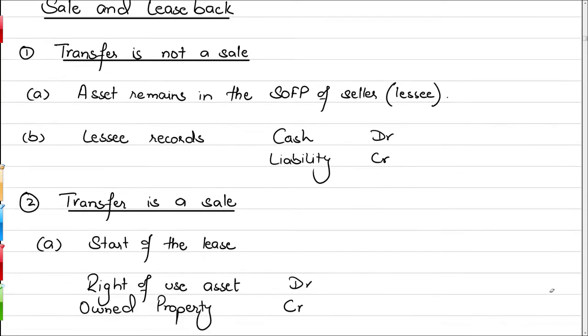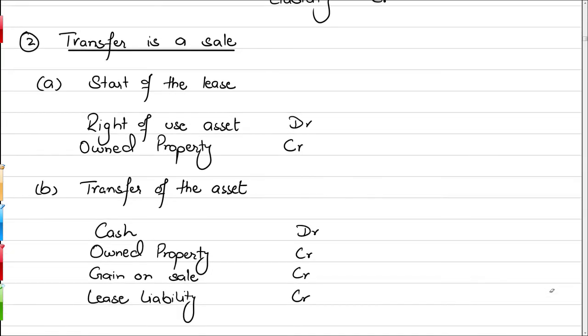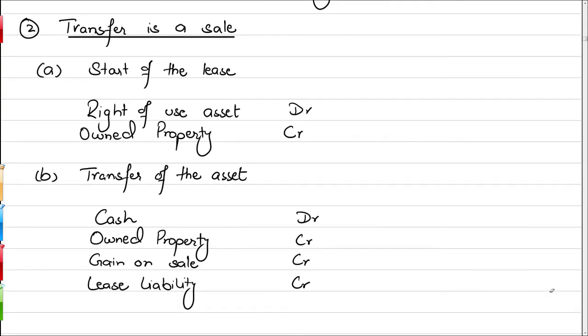But if the transfer of the asset qualifies as a sale according to the rules of IFRS 15 revenue from contracts with customers, then you need to see what part of the asset you have retained and what part of the asset you have transferred, and record the transaction according to each of the individual parts of the asset. So at the start of the lease, you're going to debit the lease asset and credit the owned property to remove the asset from PPE and record it as a lease asset.